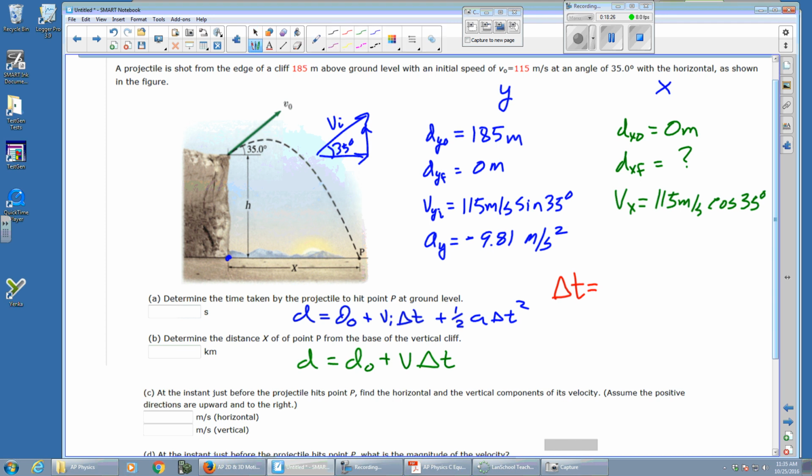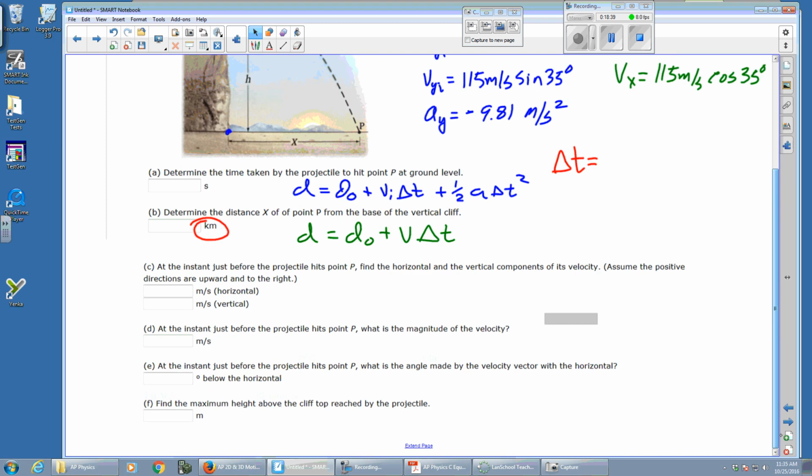Yes, yes, kilometers. Yay, I helped him. You guys want me to keep going, how to do the other part?